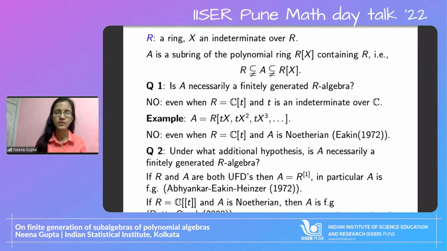So they proved that if R is a complete discrete valuation ring over the complex numbers, so it is essentially C power series in T, and A is a Noetherian ring, then A is actually finitely generated. So their study actually began by studying the example of Eakin. When they were studying the example of Eakin, they were wondering where this counterexample is existing. So they realized that you need to have a complete ring, C power series in T, and that too where C is an algebraically closed field. So that led them to prove this theorem.